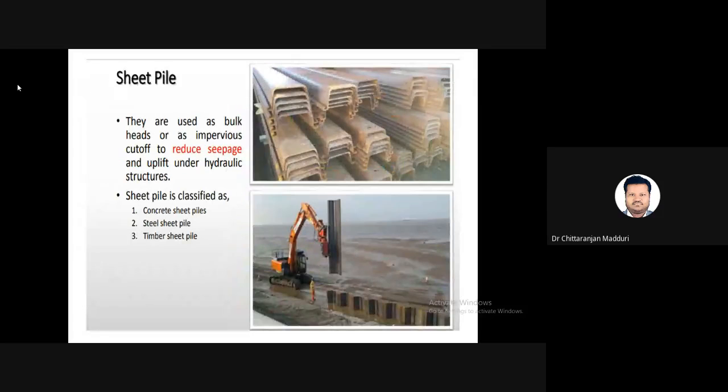Sheet piles. So they are used as bulkheads or impervious cutoff to reduce the seepage and uplift under hydraulic structures. So in the case of structures which are constructed in rivers, in order to divert the river, sheet piles are used. Sometimes in order to isolate a land within an ocean or within a river, sheet piles are used. So sheet piles are classified as concrete sheet piles, steel sheet piles, or timber sheet piles, depending upon the materials used.